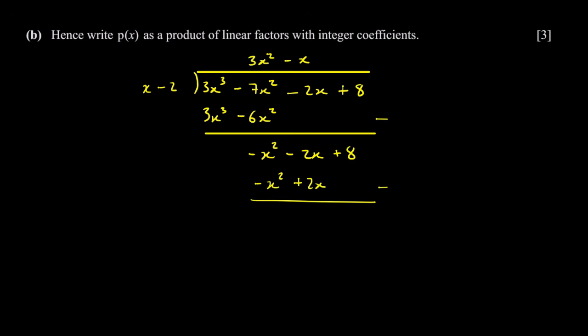So minus x squared minus x squared is 0. Minus 2x is minus 4x plus 8. So minus 4x is my new leading term. I divide it by x, I get minus 4. And I take the minus 4, multiply it by the divisor, which is minus 4x plus 8. And of course, if I subtract off, I get 0 as the remainder, which is what I expect.